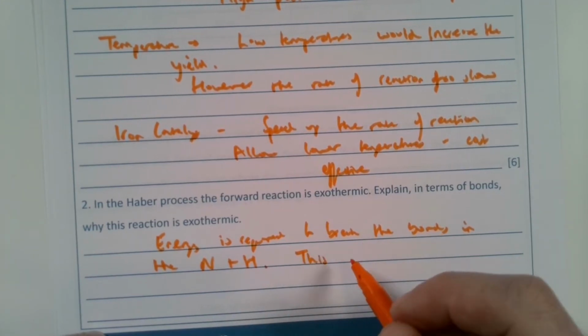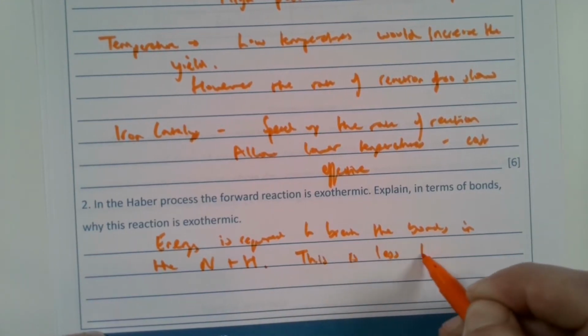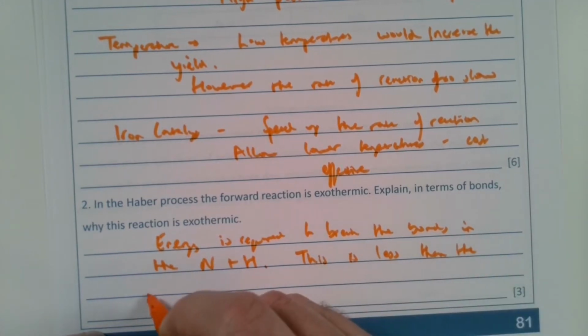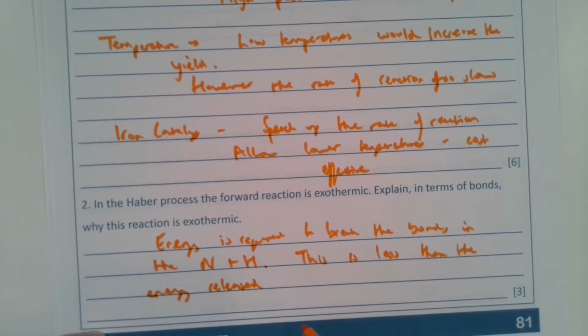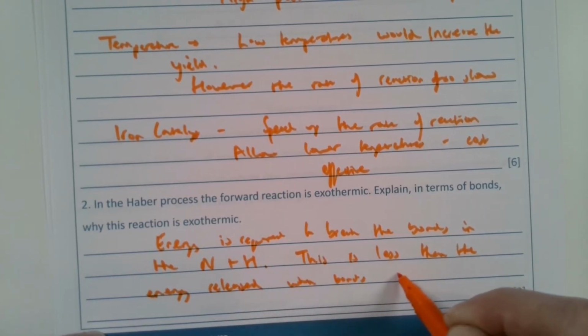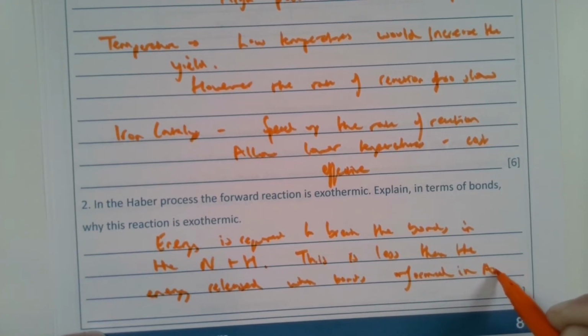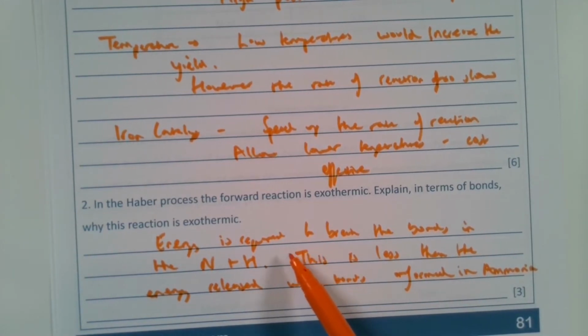Because it's exothermic, this is less than the energy released when bonds are formed in ammonia. So our 3 marks will come from the idea of the energy required to break the bonds being less than the energy released when bonds are formed.